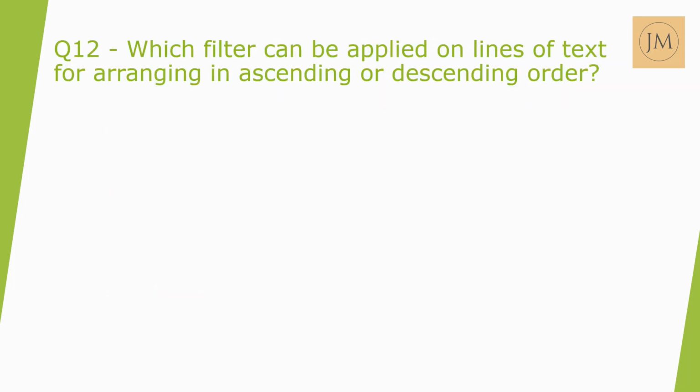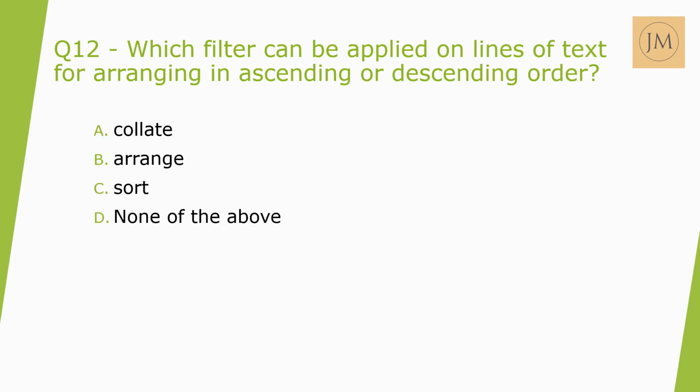Next question. Which filter can be applied on lines of text for arranging in ascending or descending order, right? So we have the options A, collate, B, arrange, C, sort, D, none of the above. So the answer here is sort. That is option C.